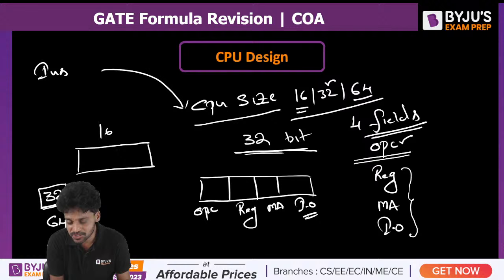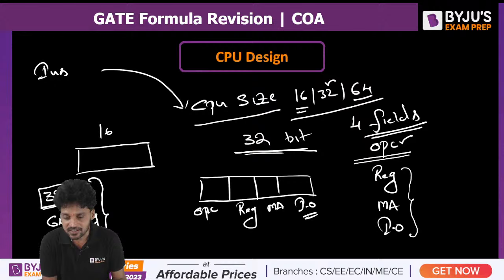Now, having these details collected, we need to find out the immediate operand field. There may be a question like, we are given the number of opcodes, the total number of registers and a main memory size. Now we need to find out what is the immediate operand size, simple, in terms of number of bits. Let me tell you how it's going to work.